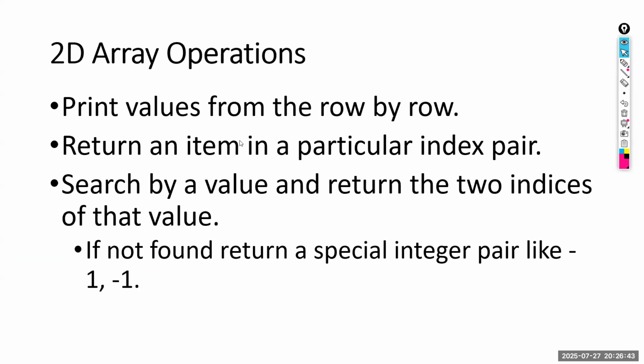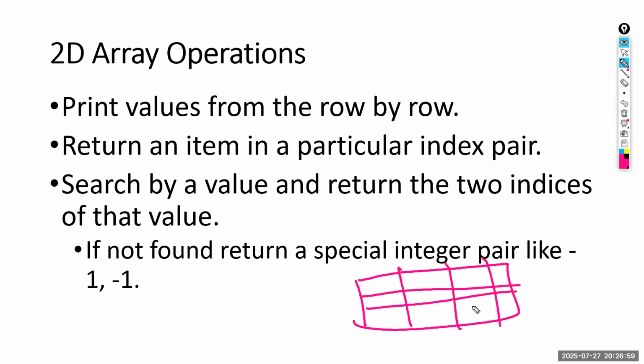And also write a test case. There are some problems you need to think about. How do you return this? Now, for example, you have an array, and it has some data. Now you send the value, and you are supposed to return the index. Say if 30 is here, at row 2 and column 2, you are supposed to return 2, 2. How do you return 2, 2?